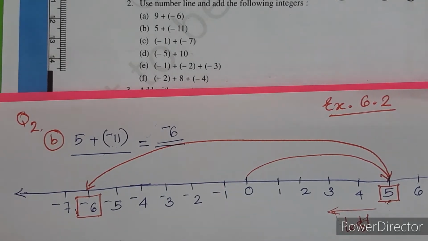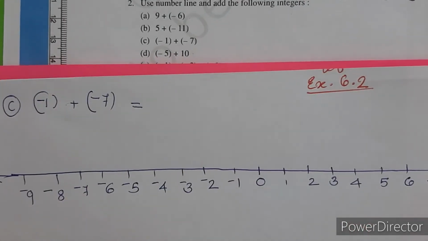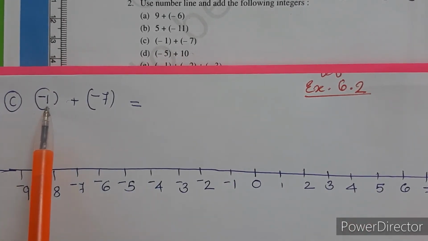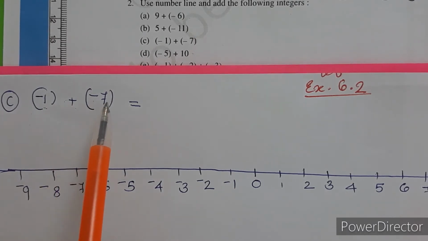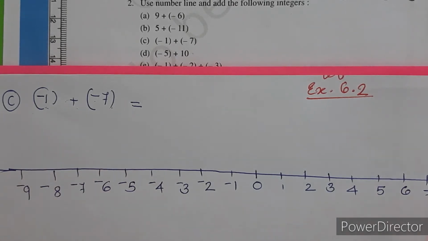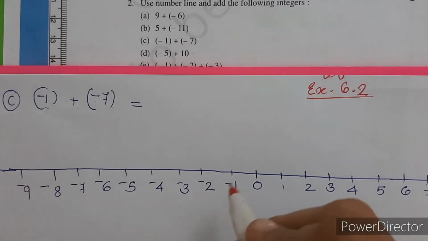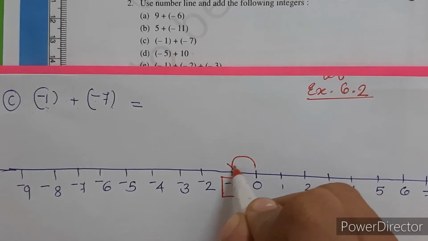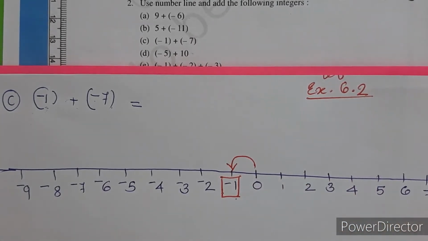Okay, let us go to C part. In C, the question is minus 1 plus minus 7. So both are negative integers. So let us go to the number line. First digit is minus 1. So here we have minus 1 from 0. First point is minus 1. Then minus 7 is the second point.